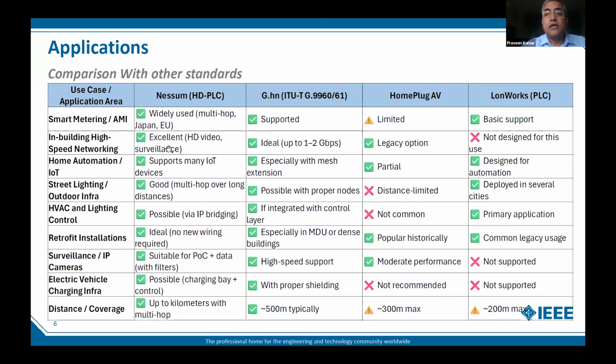So if you compare Nessum with other technology, Nessum is a much better option. Then home automation, it can support up to 1024 devices. So definitely it is suitable for IoT kind of applications.